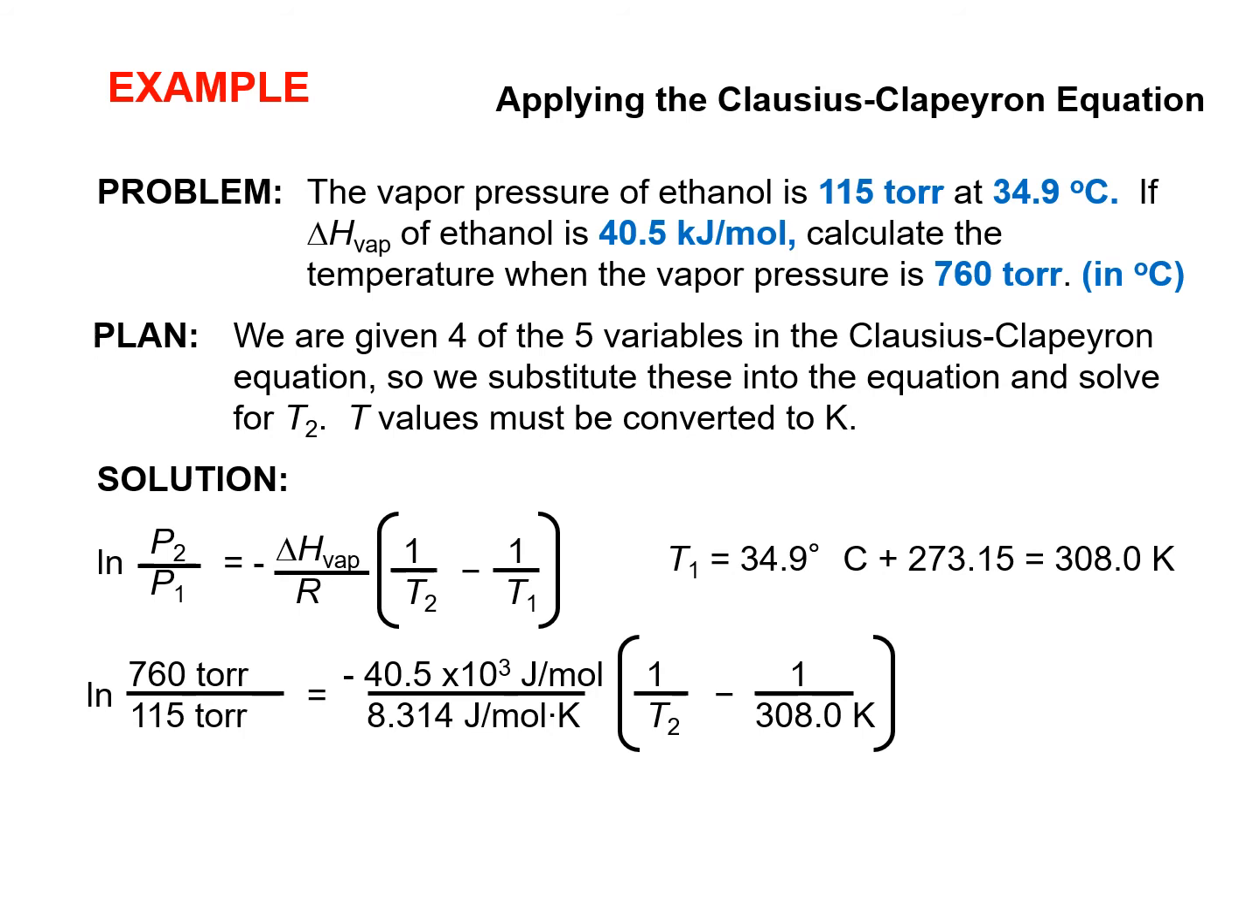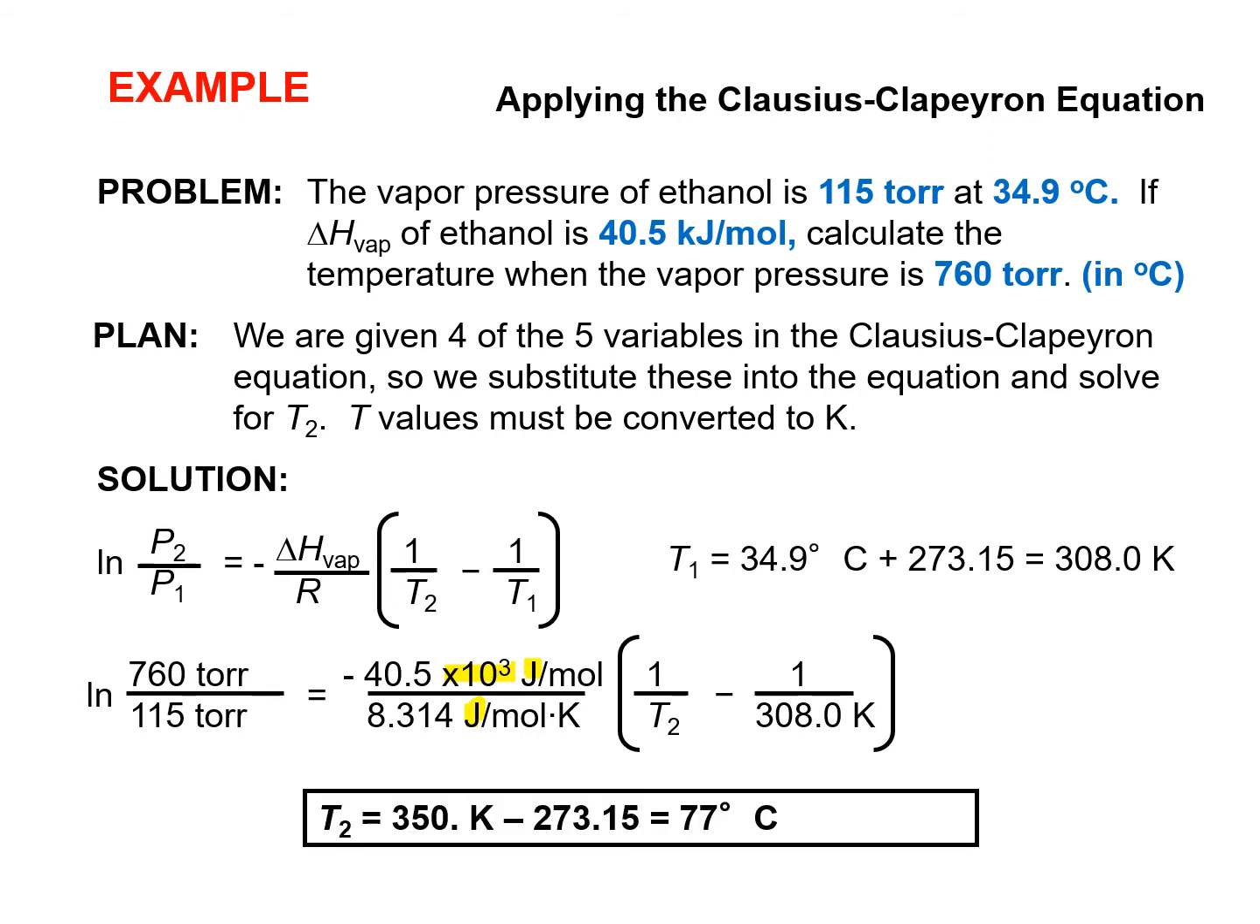Because the gas constant is in joules, you need to be careful and transform the delta H vaporization into joules. So you need to take 40.5 and multiply by 1000. So the unknown is T2, that algebra-wise, having the unknown there is going to be the worst case scenario, probably. So you get the temperature as 350 Kelvin.